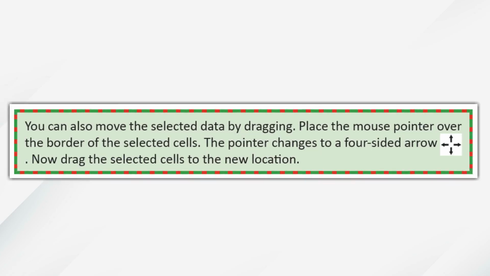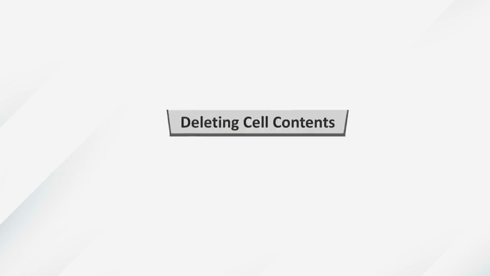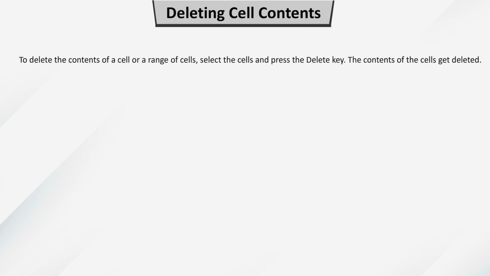You can also move the selected data by dragging. Place the mouse pointer over the border of the selected cells. The pointer changes to a four-sided arrow. Now drag the selected cells to the new location. Deleting cell contents. To delete the contents of a cell or a range of cells, select the cells and press the Delete key. The contents of the cells get deleted.